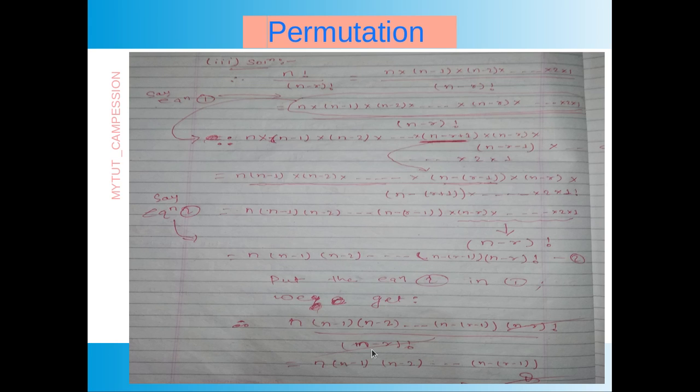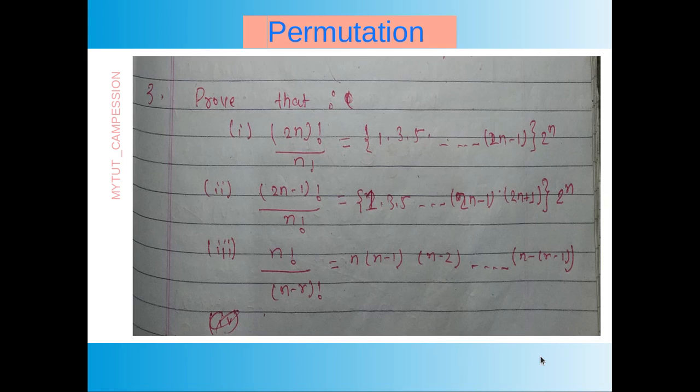Then n minus r factorial cancels, equal to n into n minus 1 into n minus 2 dot dot dot n minus r plus 1. Hence this is proved. Third question is proved. Similarly you can prove the first question, question number 3 of the first question.